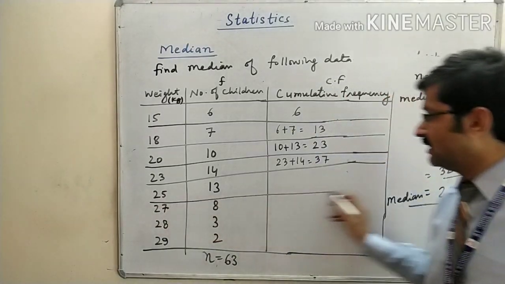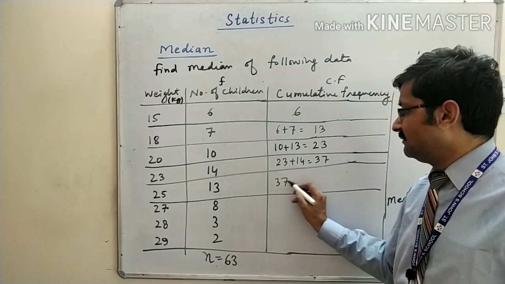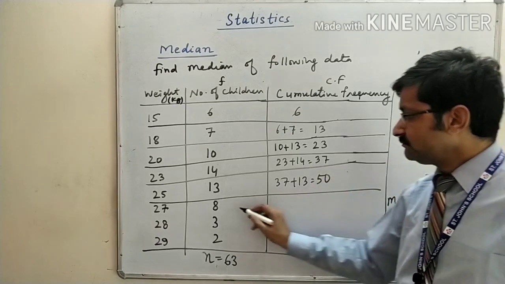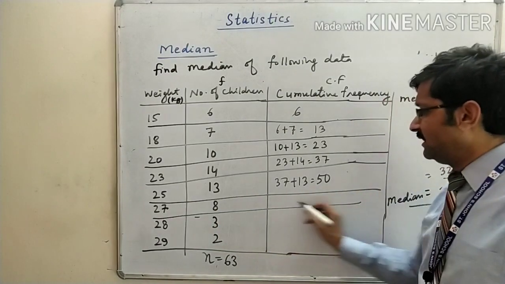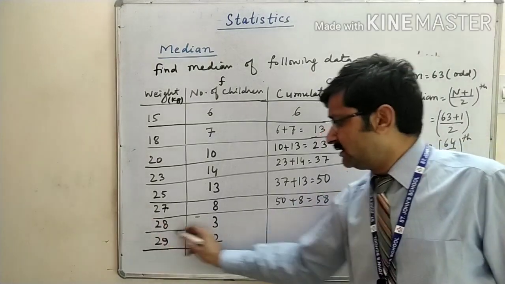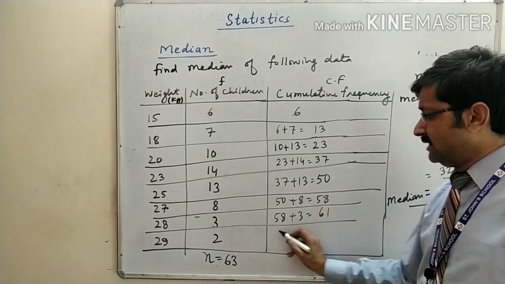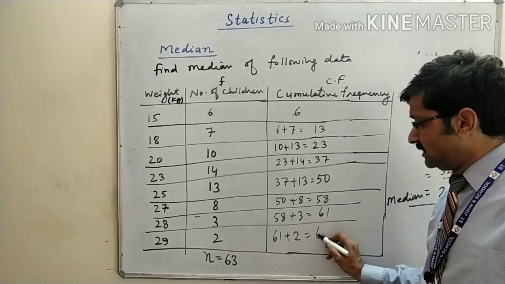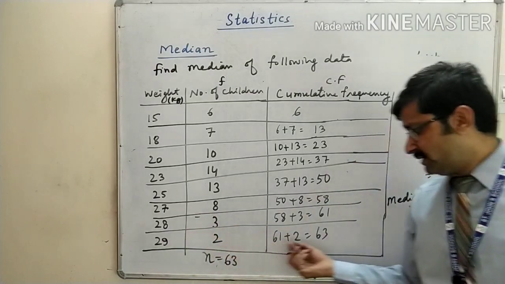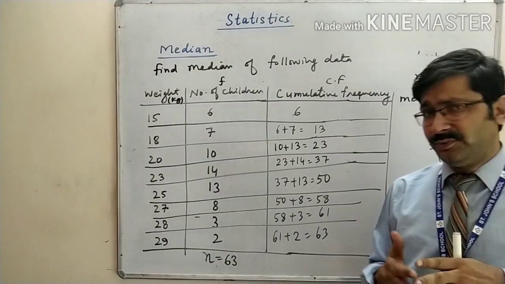That table is called the cumulative frequency table. So adding 13 to 37 we have 50. Then 50 plus 8 is 58. Now 58 plus 3 is 61, and 61 plus 2 is 63. The last observation, 29, we have 2 times, that is the 62nd and 63rd observations. Hope you understand this.